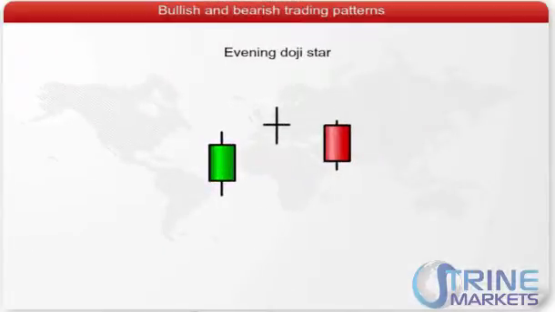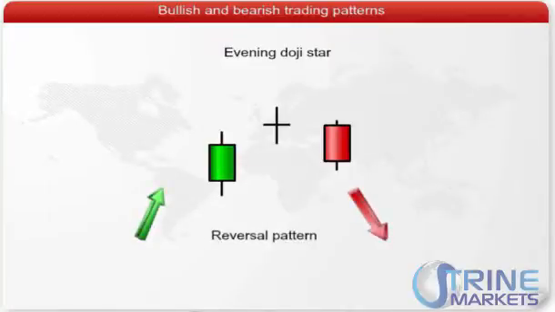Evening Doji Star. A 3-candlestick reversal pattern, indicating only a bearish outlook. The first candlestick is green and supports the major trend. On the second day, a doji appears with a closing price that is near or higher than the closing price of the first candlestick. On the third day, a red candlestick appears, which closes near or lower than the opening price of the first candlestick.